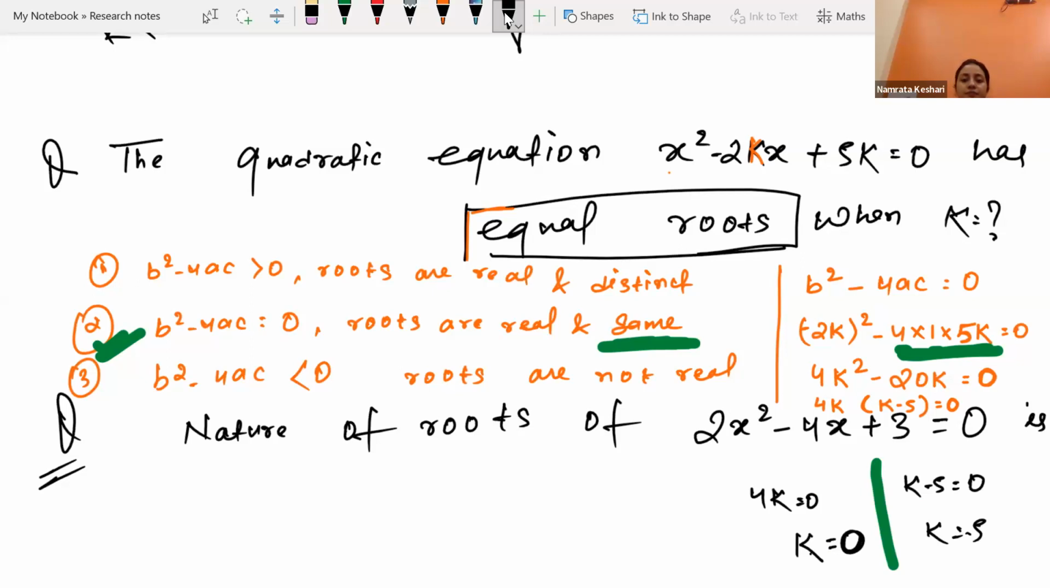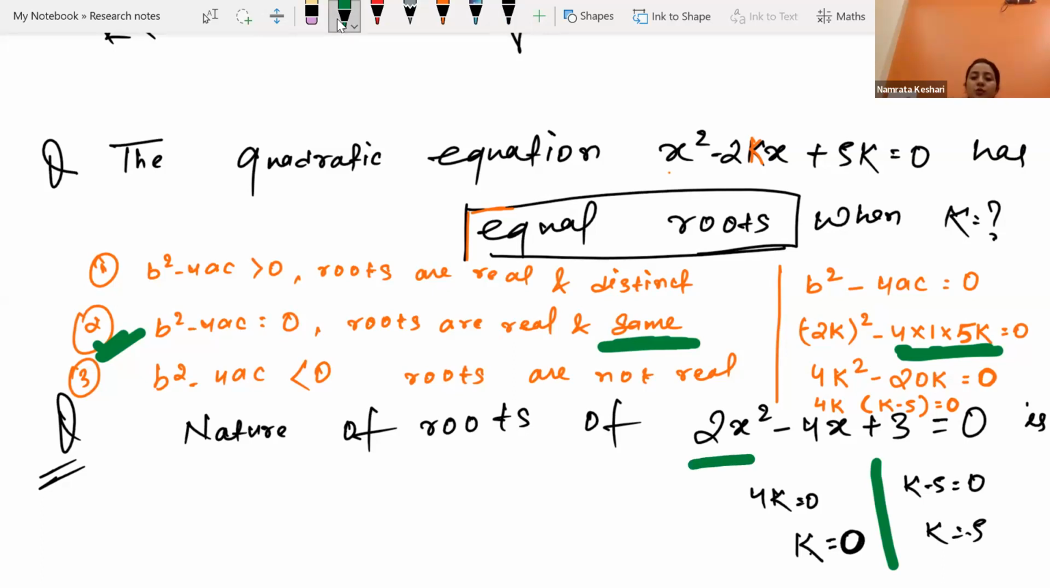Yes, ma'am. Now the next question: we have to check the nature of the roots. Here it doesn't say anything about the roots, whether roots are real, roots are same, or roots are not same. We have to check whether the roots are real and distinct, real and same, or not real.